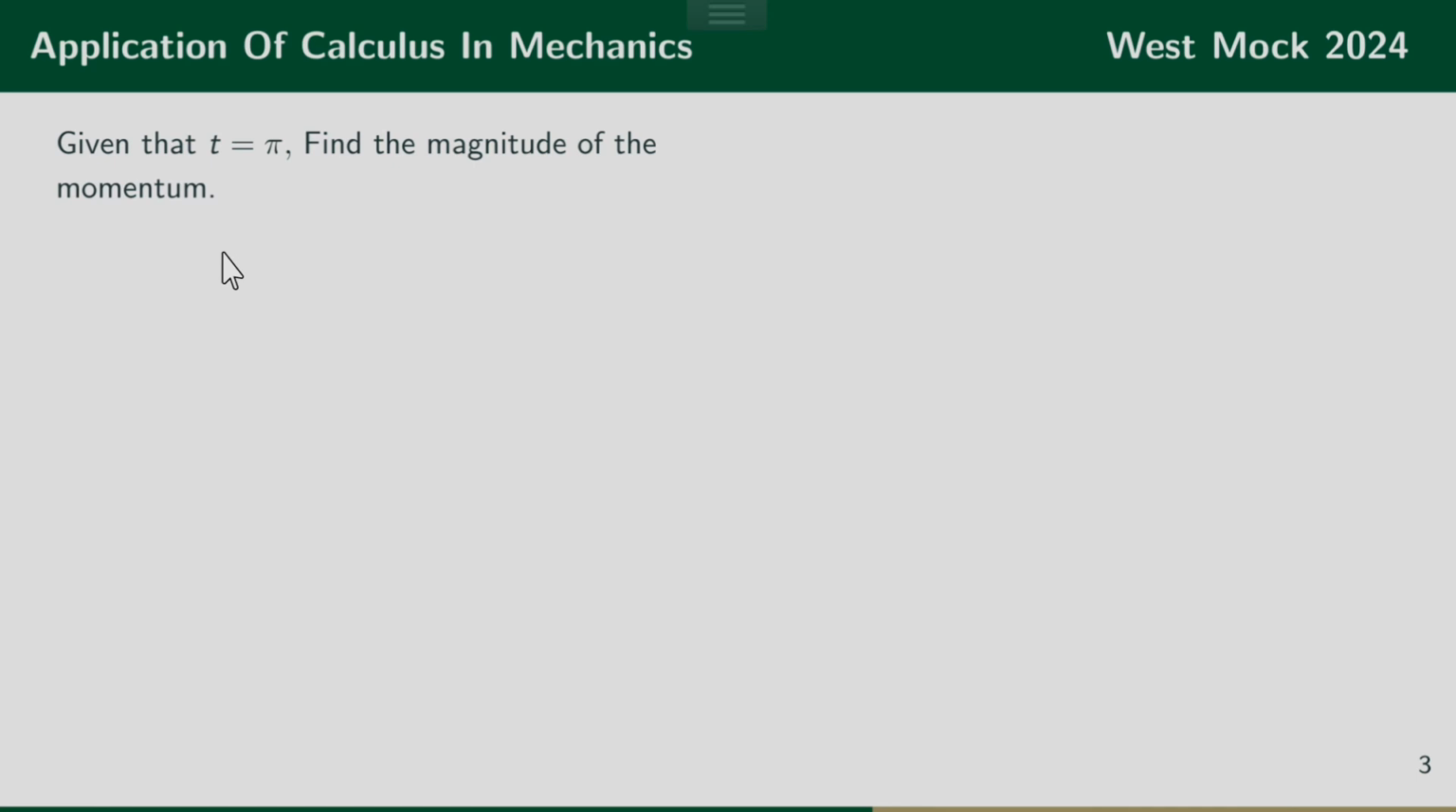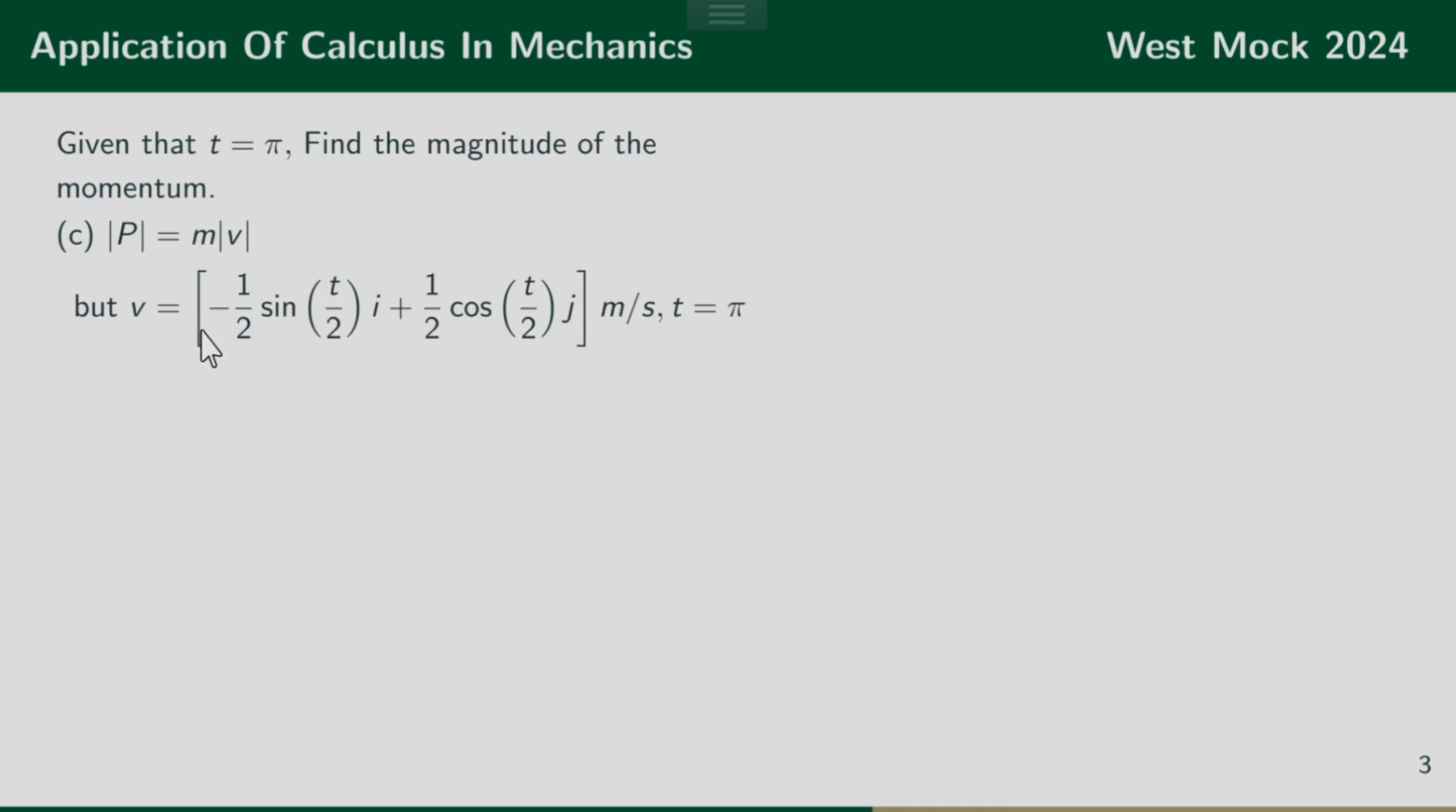Now, the next part of the question is that we have been given that the time at that instant is pi. Let's find the magnitude of the momentum. So the magnitude of the momentum is given by the mass multiplied by the magnitude of the velocity. And the velocity vector was given by this, and t is equal to pi, so I will substitute pi everywhere else I see t. So I will be looking for negative half sine pi divided by 2 i plus half cos pi divided by 2 j meters per second.